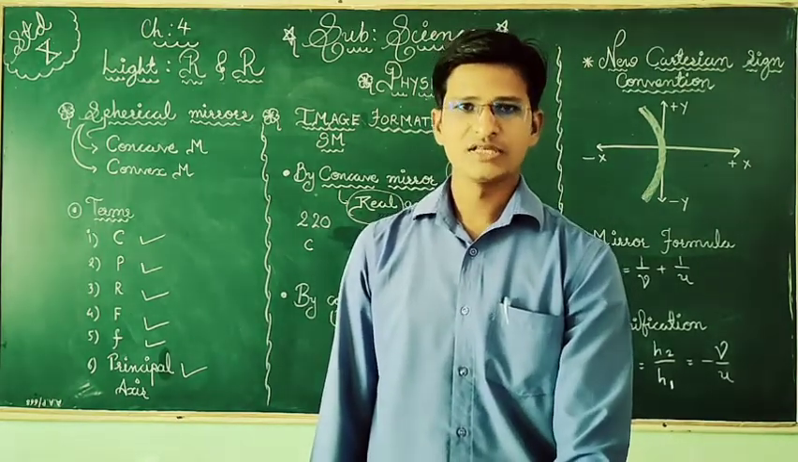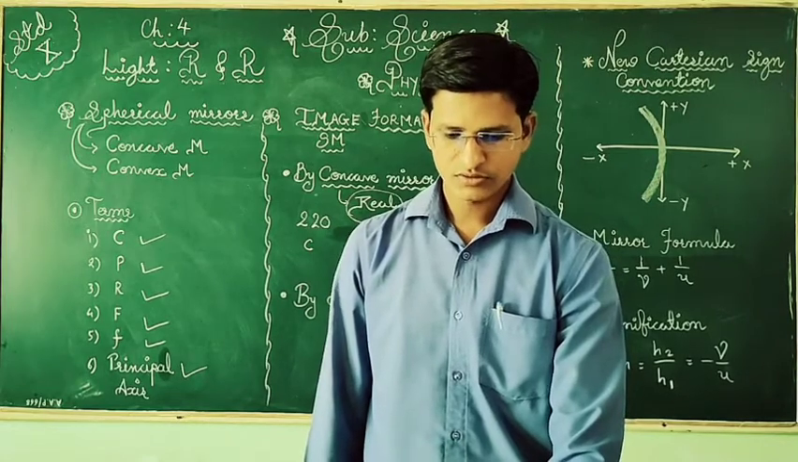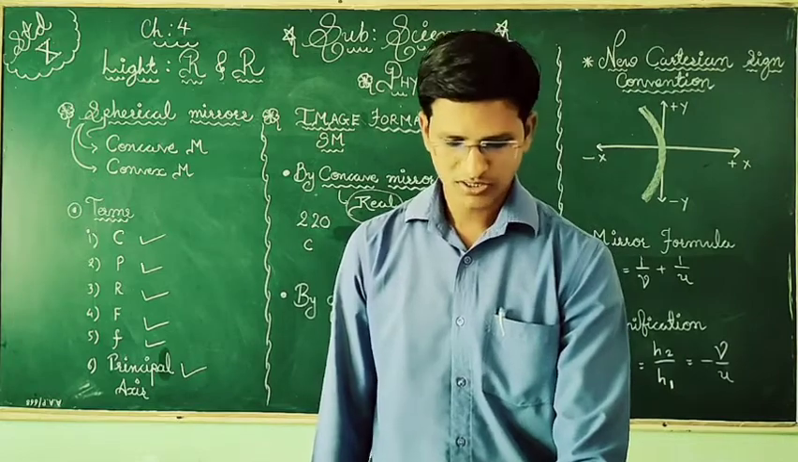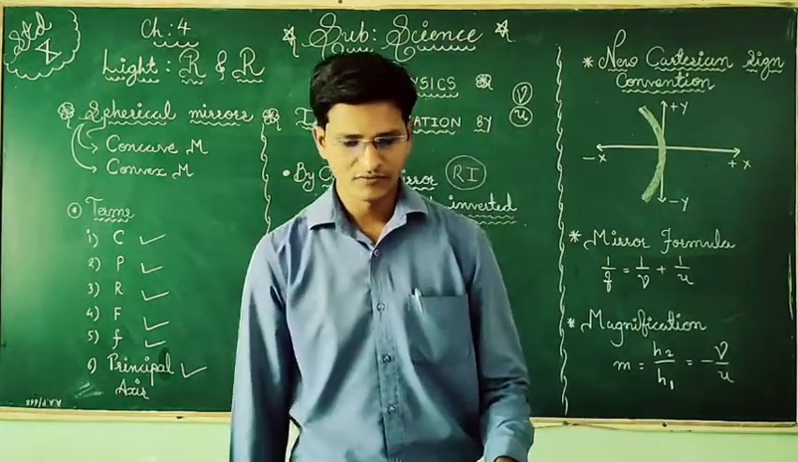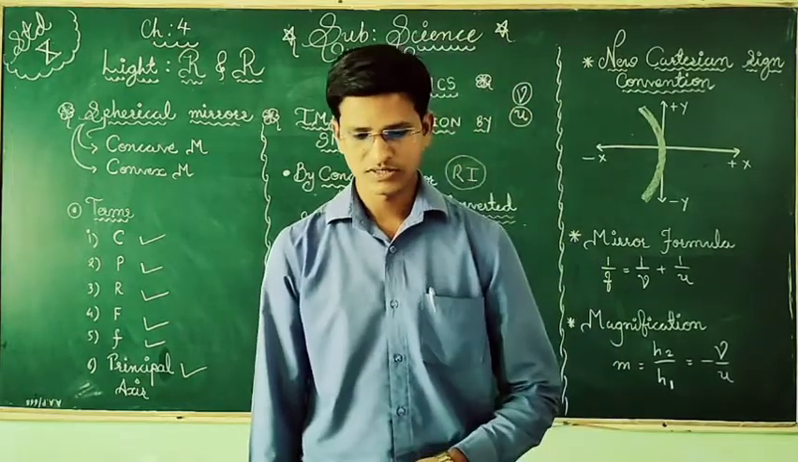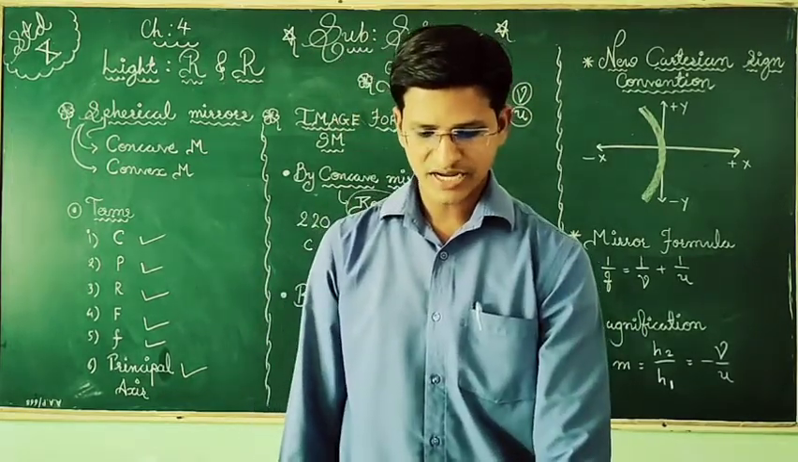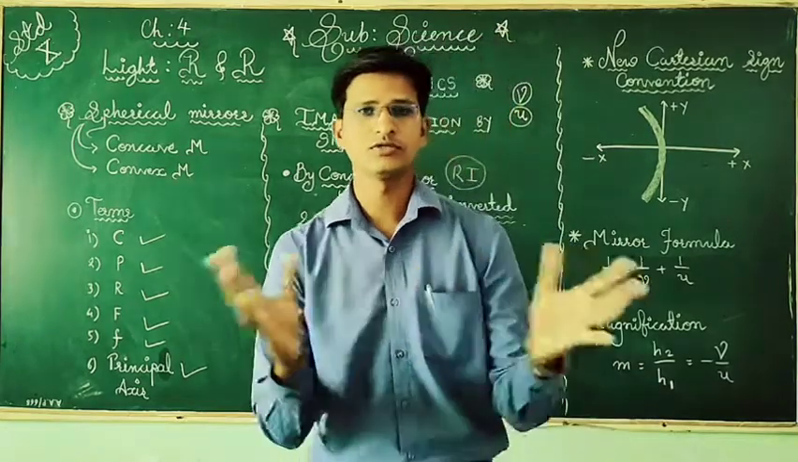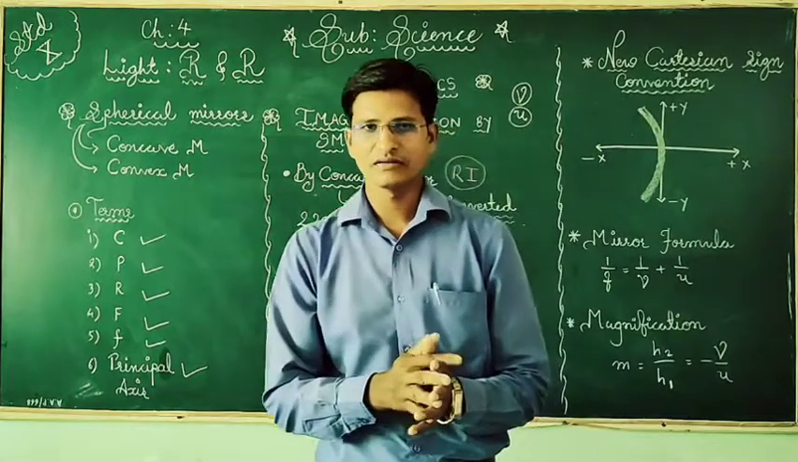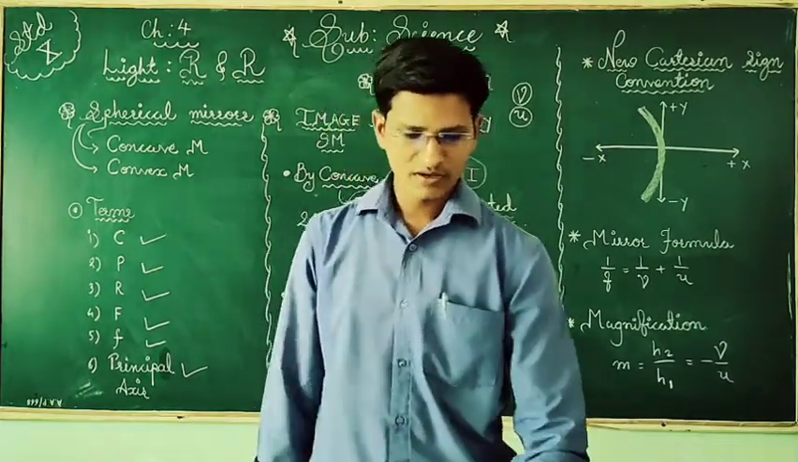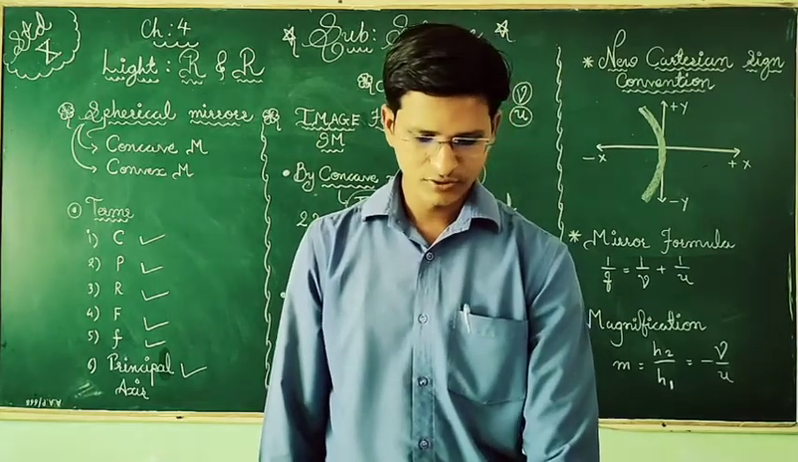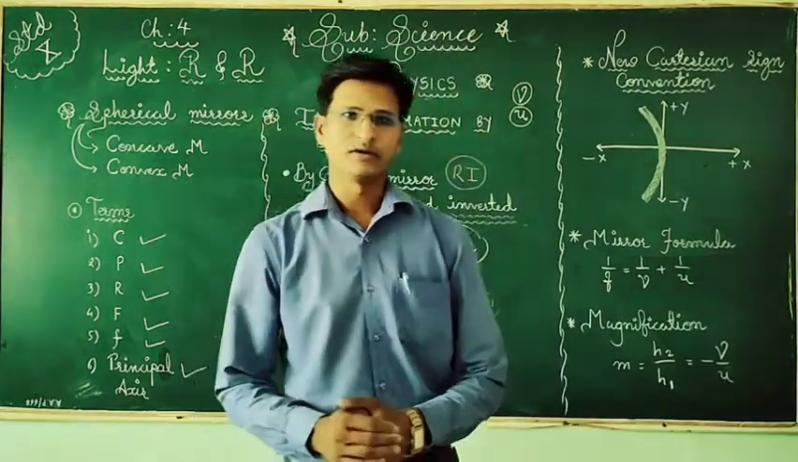Doctors use concave mirrors to concentrate light on body parts like the eye and throat, meaning very small organs, they are focusing. Then concave mirrors are used in solar cookers. In a solar cooker also you will get this type of mirror. That mirror is a concave mirror. And in the solar furnace also we are using a concave mirror.